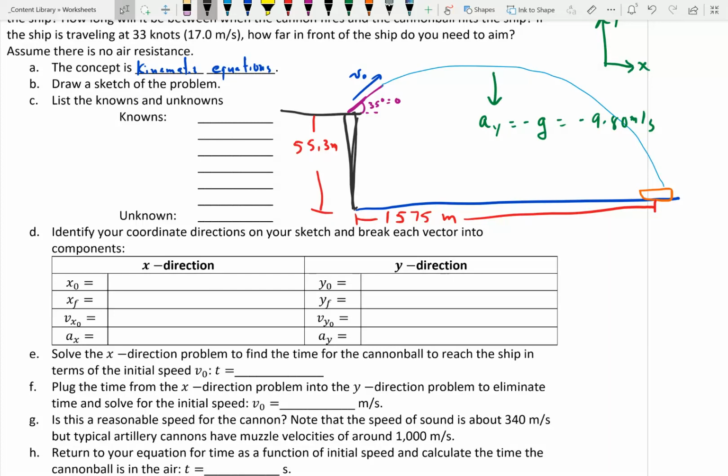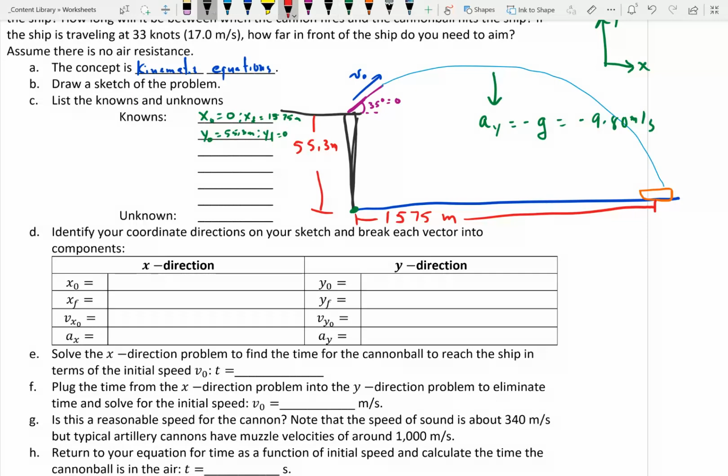Now, deciding what I know and what I don't know, I need to decide my reference points. Where do I want x to start measuring from? Where do I want y to start measuring from? Well, life is easiest if I choose this point. So that means I'm starting at x0 equals 0 and y0 is equal to 55.3 meters. And then I'm going to end at x final equals 1575 meters and y final equals 0. Oh, those weren't hard.